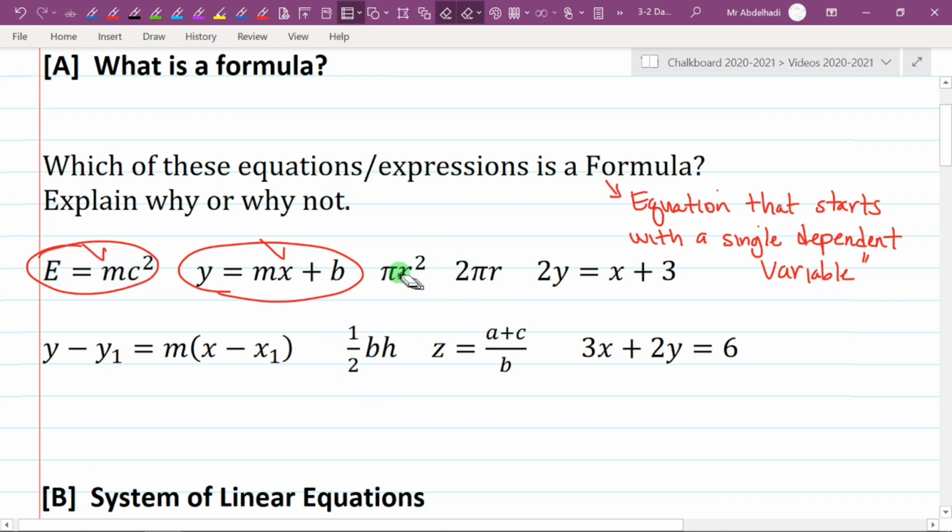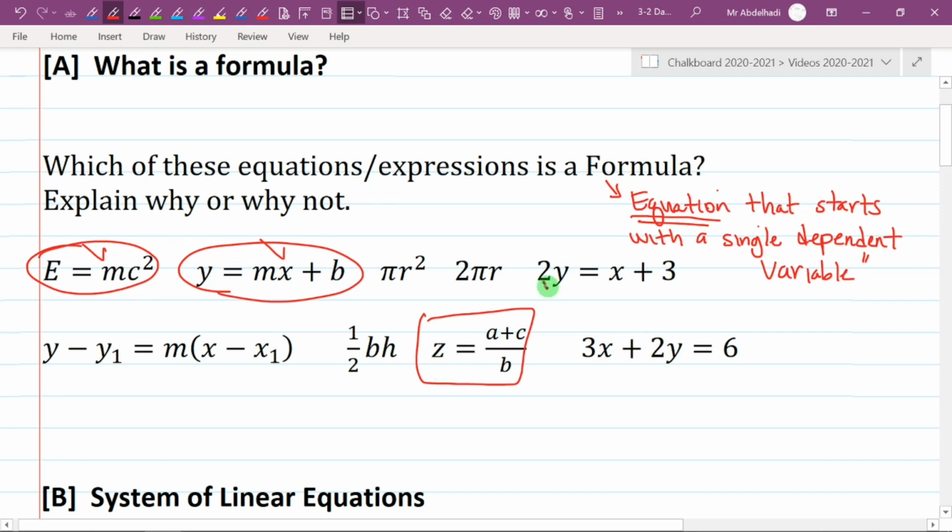Neither is 2 pi r. You need an equation. That's the operative word here. A formula is a type of equation. And if you don't have an equal sign, you don't have an equation. This random thing here, z equals a plus c over b, as random as it is, it's still a formula for the letter z. There's your dependent variable, z equals. So a formula is anything that starts with a single letter equal to.